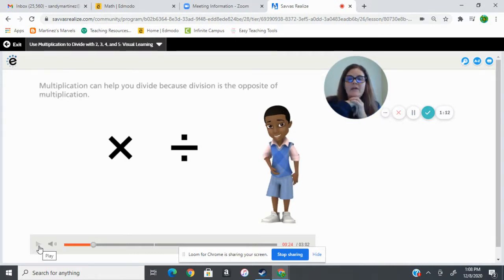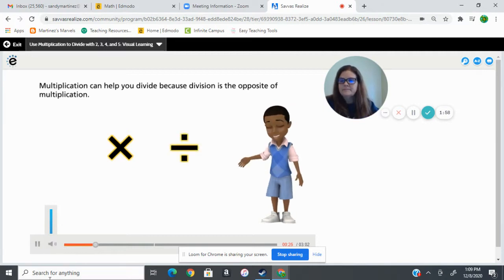Okay, so what do we think about that? Why are we able to use multiplication to help us divide? Is multiplication and division the exact same thing? Or are they related? They are related, and they are part of a fact family. In a fact family, we have 2 multiplication and 2 division problems with the same numbers. So the reason we can is because division is the opposite function of multiplication. Let's listen to what the video has to say.